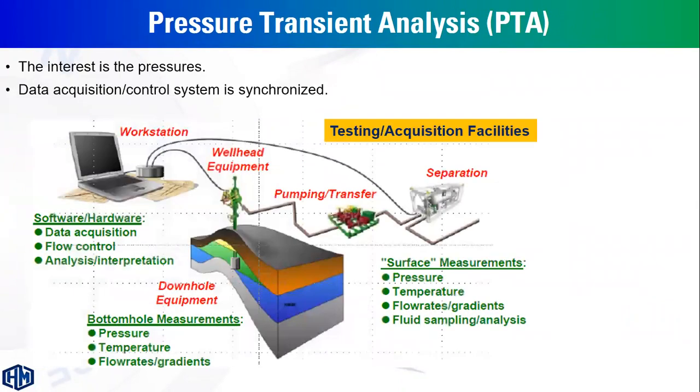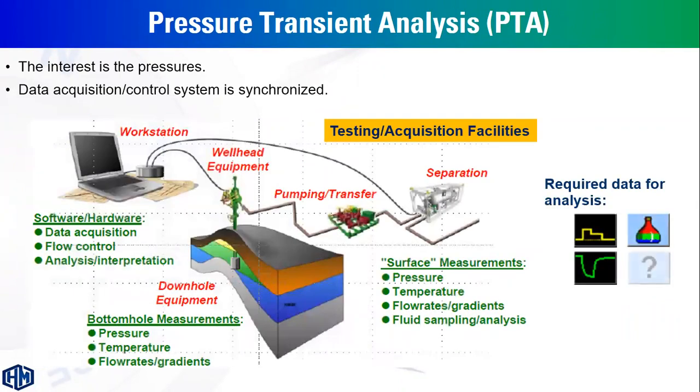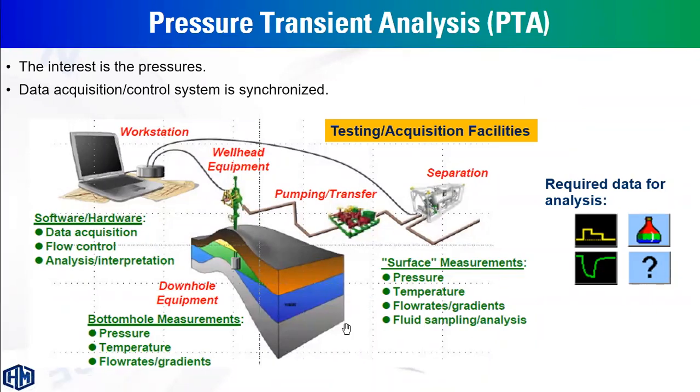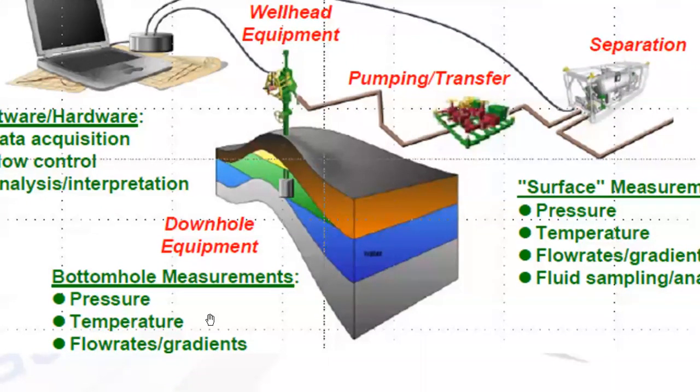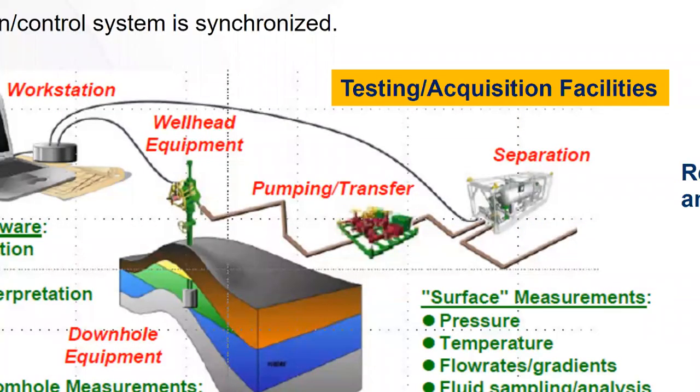So simply, the main interest of pressure transient analysis is the pressure itself. So we have to have a data acquisition and control system. If you look at this system, we have a complete system at the bottom of the well, across the well completion. You will have downhole equipment, downhole gauges to record pressure and temperature versus time. On surface, after the Christmas tree, we have the choke manifold.